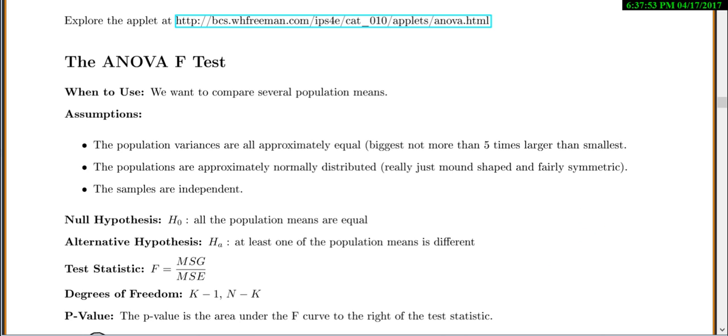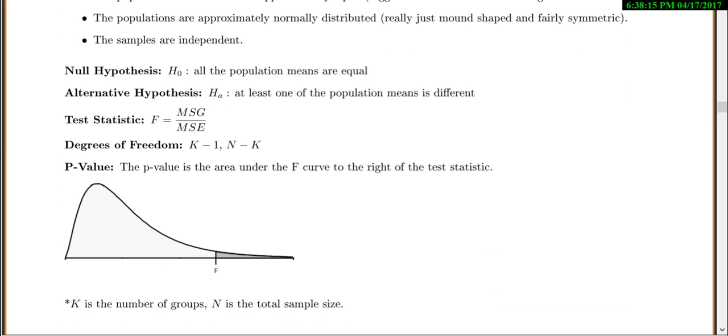And the samples are independent. Now this one, we're usually not given enough to actually check on the ANOVA test, so we're not going to check it every time like we have been doing. That's just what they would be. The null is that all the population means are equal. The alternative is that at least one of the means is different. You have your test statistic and degrees of freedom, but you're never going to calculate those by hand. We're going to use our output.